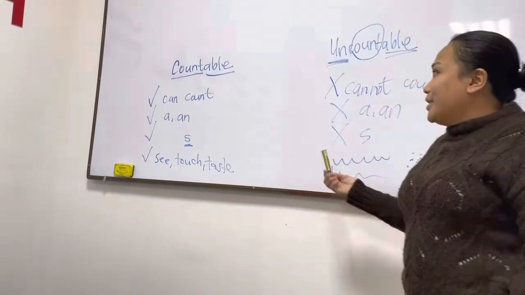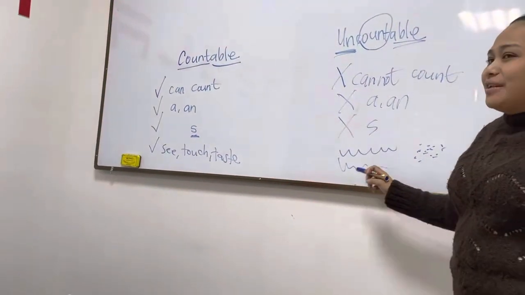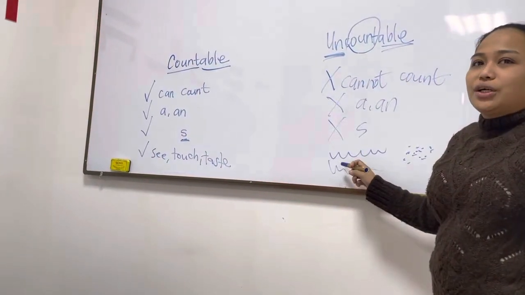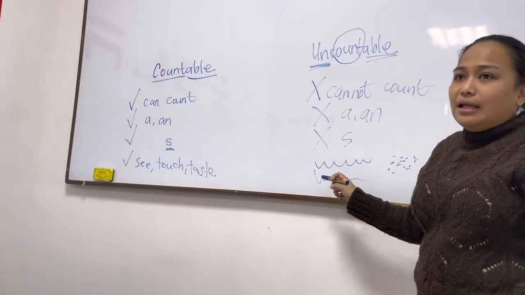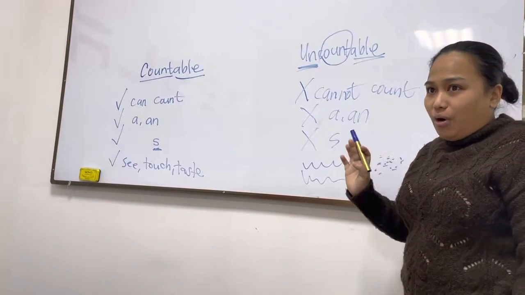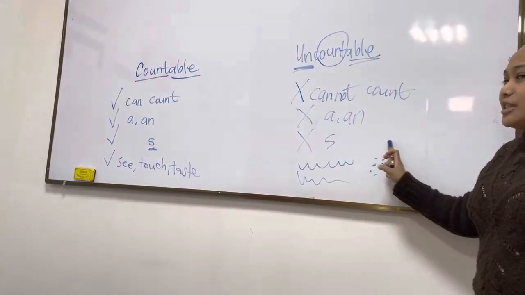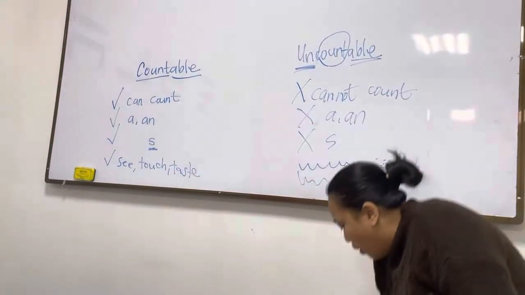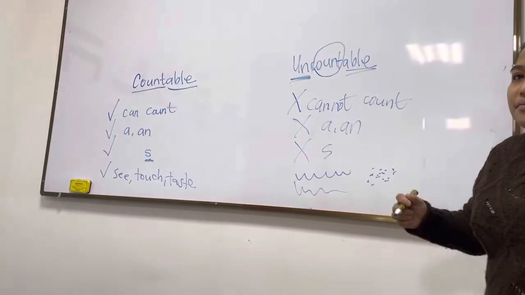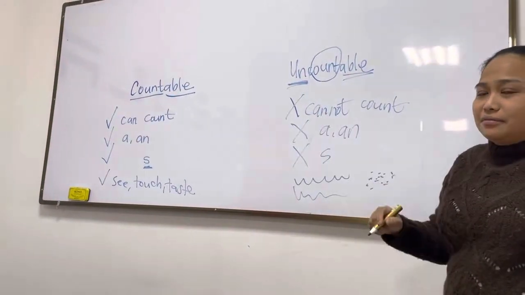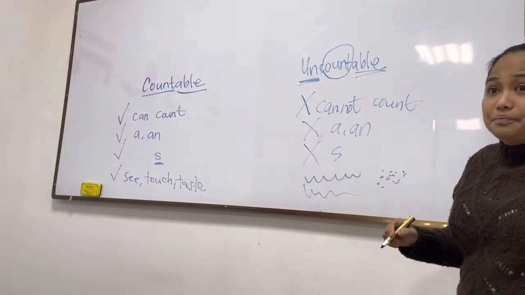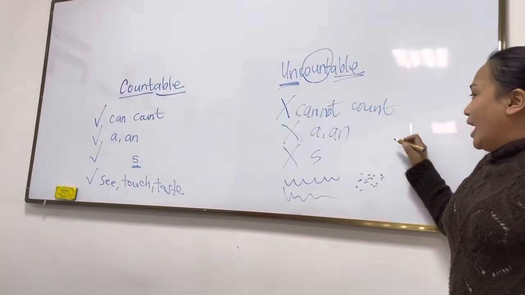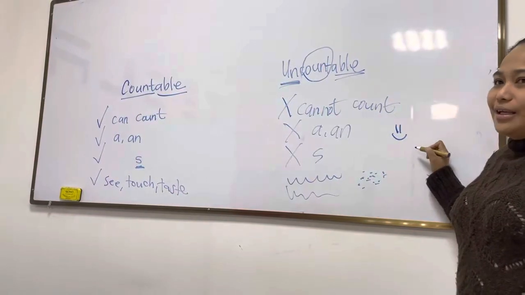Understood? For uncountable, this would be everything that is watery or liquid. Cola, water, oil, wine, and all of this watery. Then, super small, like rice, sugar, salt, flour. Paper will be there? No. Pepper. Oh, pepper. Pepper.